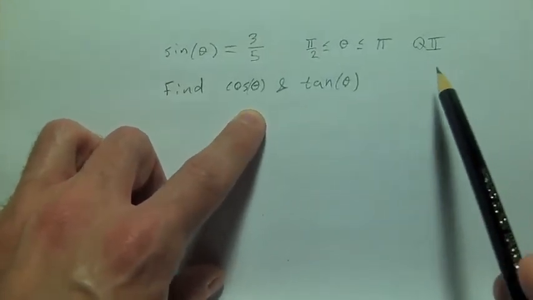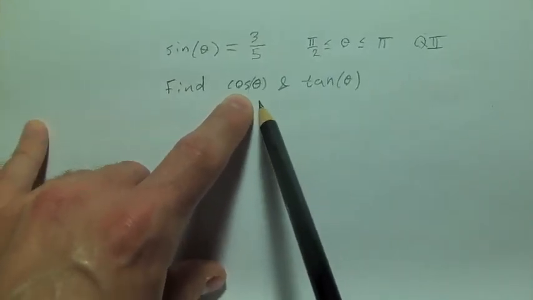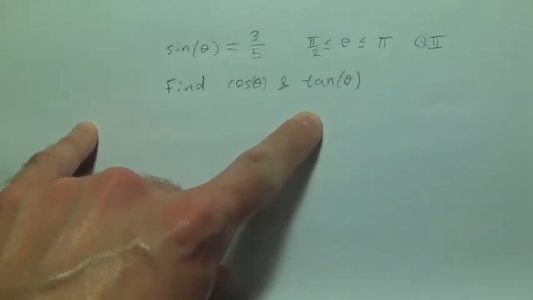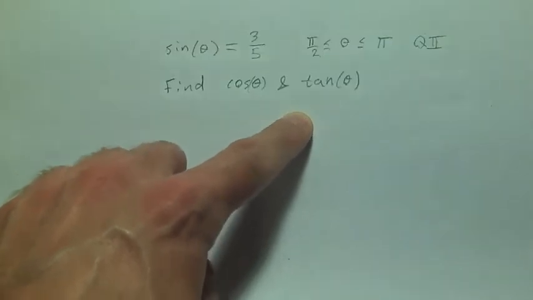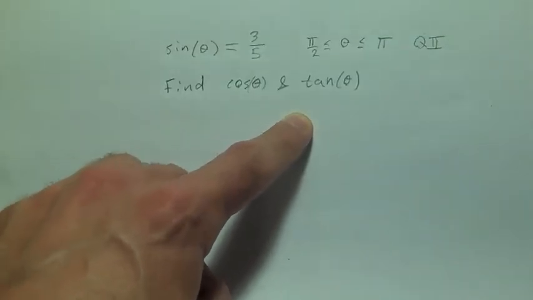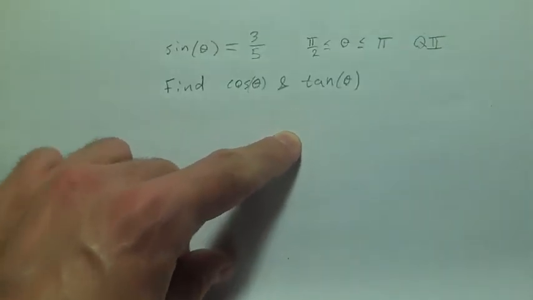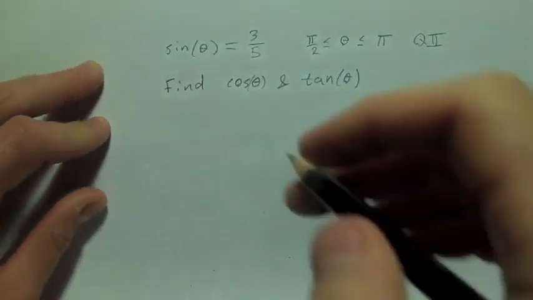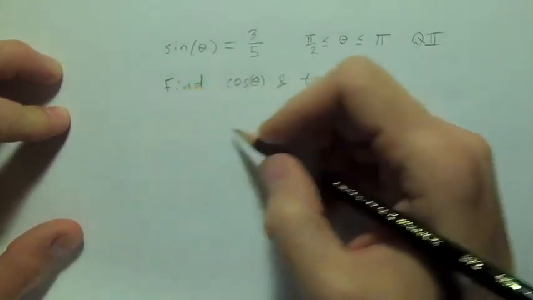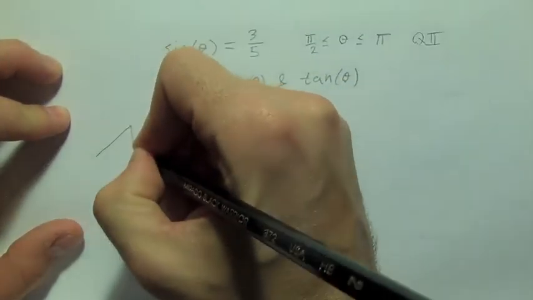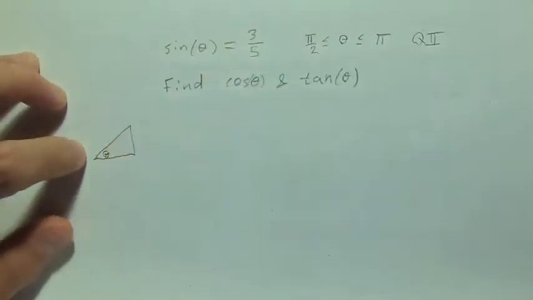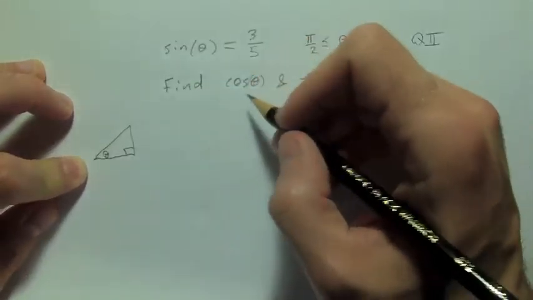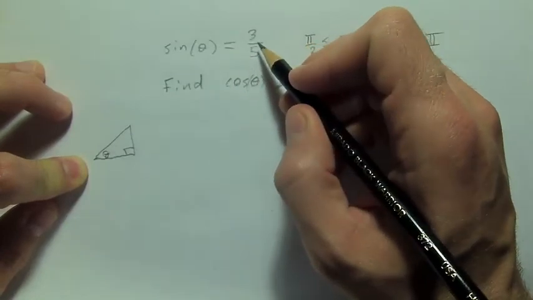Now, quadrant 2 means that cosine of theta is going to be negative, tangent theta is also going to be negative. This is very important to how you decide to do this. There are two ways you can do this problem. One is using identities, one is using a right triangle. So if I set up a right triangle, do that here, have theta, okay, and I have sine of theta is 3/5.